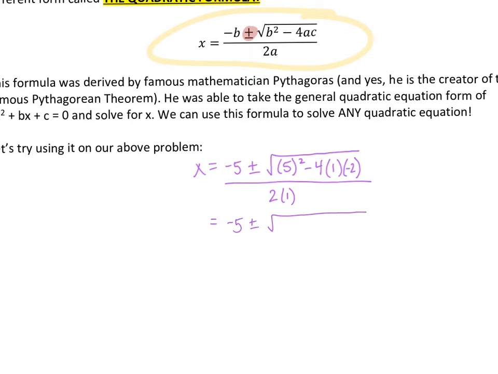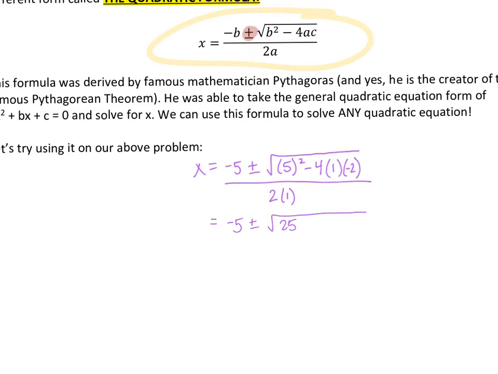So now let's go ahead and simplify this even more. So we have 25 from b squared, right? And we're subtracting 4 times 1 times -2. Now I'm kind of following the order of PEMDAS, so I'm doing the exponents first, then I'm multiplying. So I'm going to multiply all three numbers together.